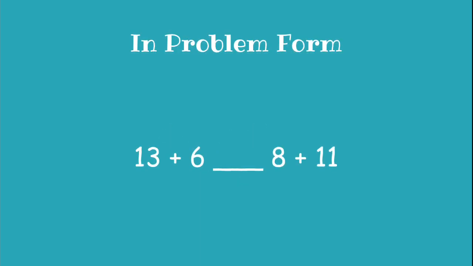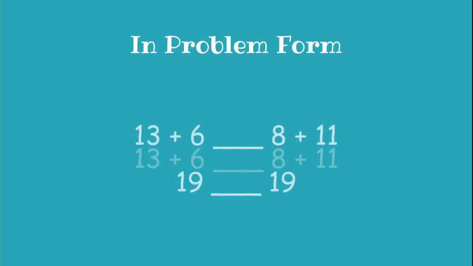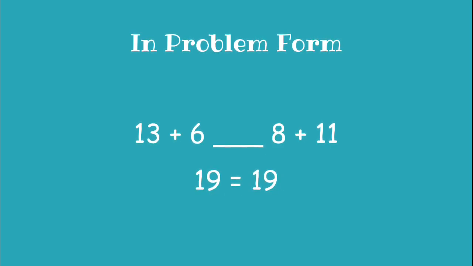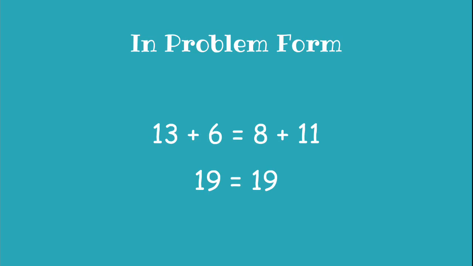Let's try one more. 13 plus 6. Is it greater than, less than, or equal to 8 plus 11? Let's solve both sides. 13 plus 6 equals 19. The other side, 8 plus 11 equals 19 also. 19 is the same or equal to 19. This means that 13 plus 6 is equal to 8 plus 11.